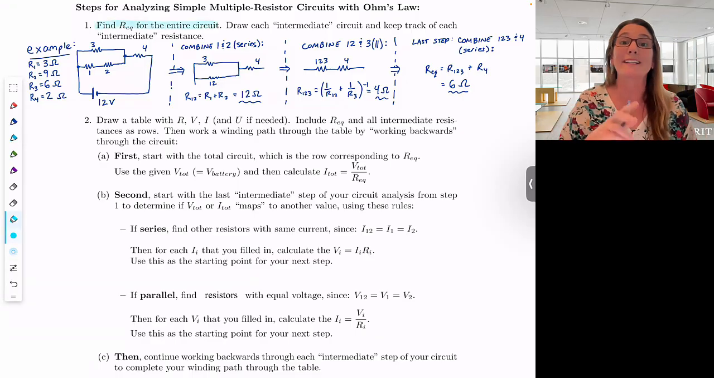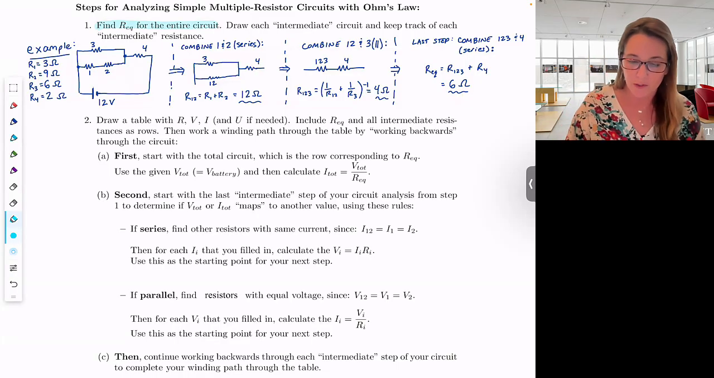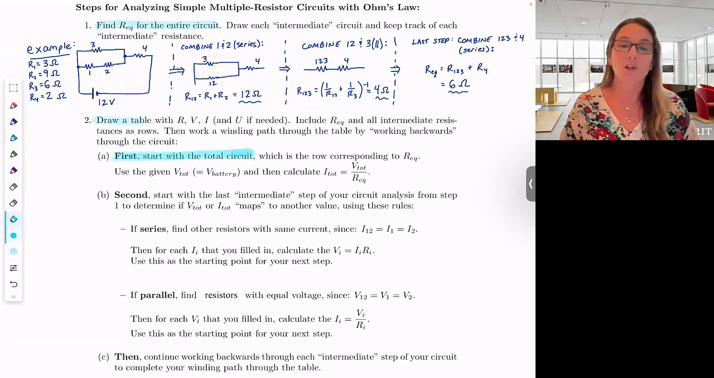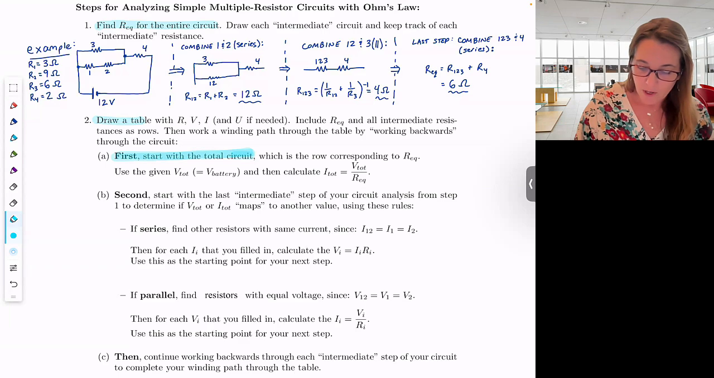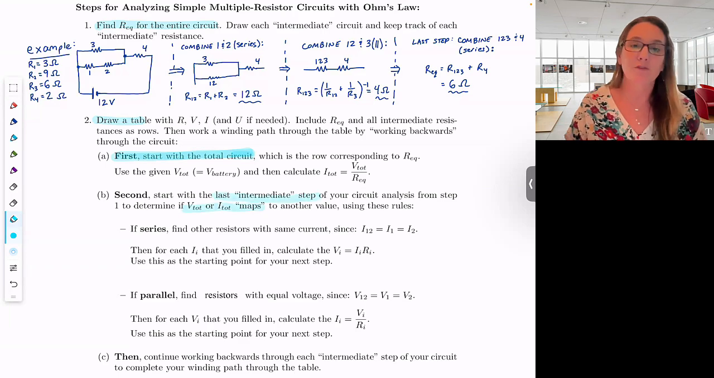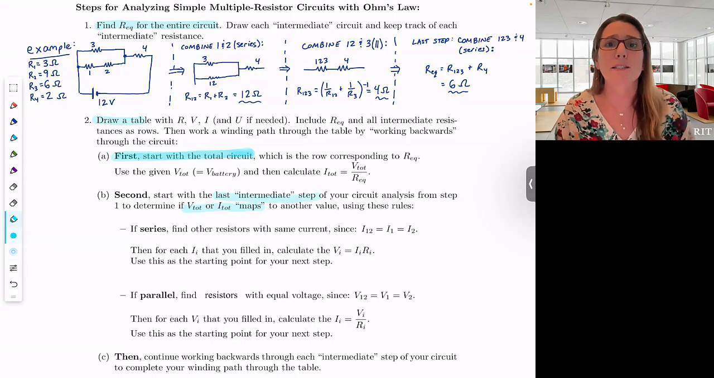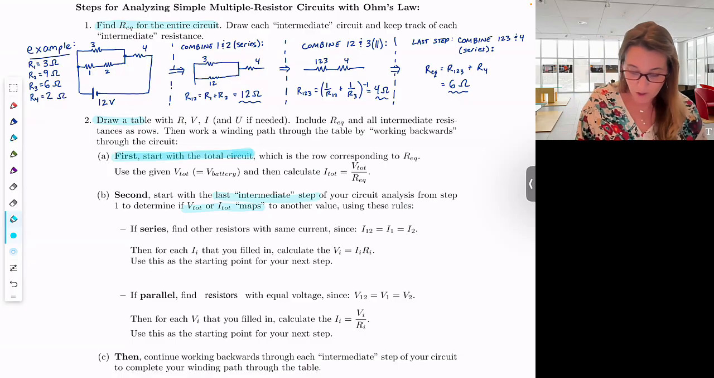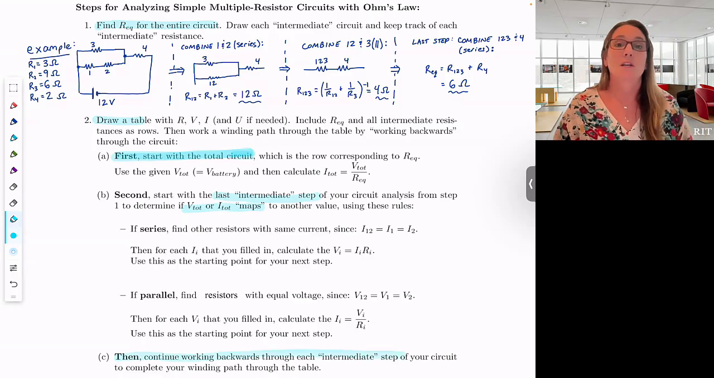We have similar steps to what we had for capacitance. We're going to do this windy logic table again. First, we want to find the total equivalent resistance. That's always what we're going to do. Then we draw the table and start with the total circuit, just like before. We use that total circuit to look at the last step of the circuit and map either V total or I total onto it. The process is very similar to what we did with capacitors combined in a circuit. Then we continue to work backwards in this windy path through the table.